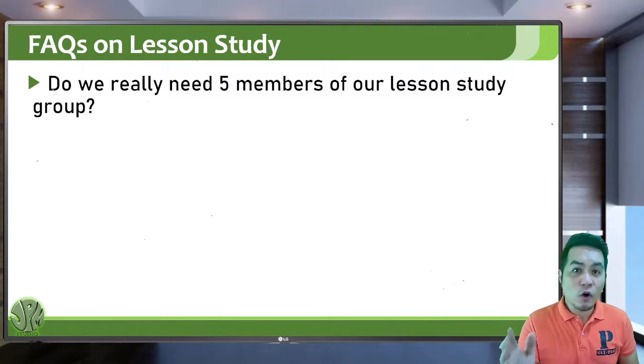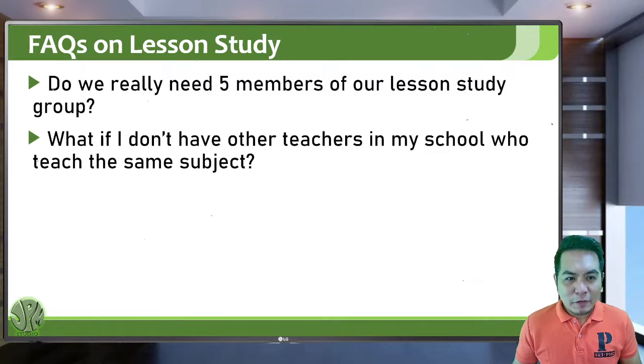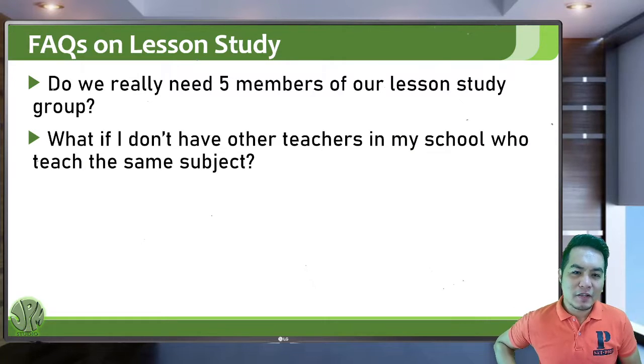So the roles are not fixed for every group. It doesn't mean that you're always the facilitator, always the documenter, always the implementer, or the knowledgeable other. So the answer to this question is, not necessarily, but you cannot do it alone. Meaning, the minimum number of members for a lesson study group is at least 2, so at least you have a partner. Your partner could have 3 roles and you can have 2 roles, or you can have 3 roles and your partner can have 2 roles. So like that.